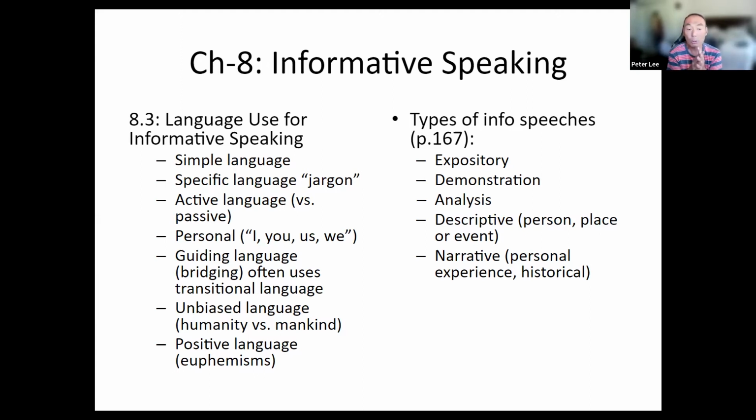So let's also use lots of positive language, euphemisms, because etymologically, eu means good.